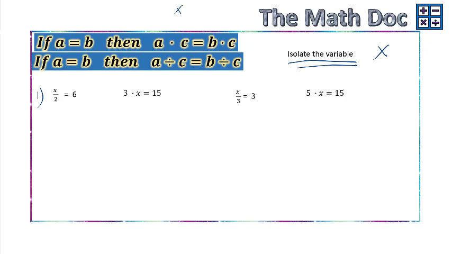So here I'm using the fraction way of writing division, right? So we have x halves, which is also x divided by 2 equals 6. Now we would like to isolate our variable x here, but we have this division by 2. So what we're going to do is multiply both sides of this equation by 2. And let's see what we get.